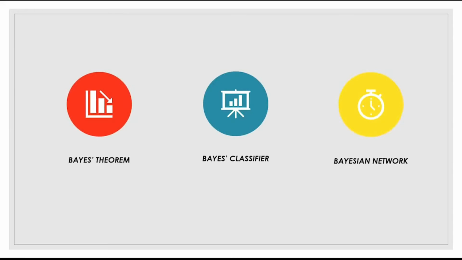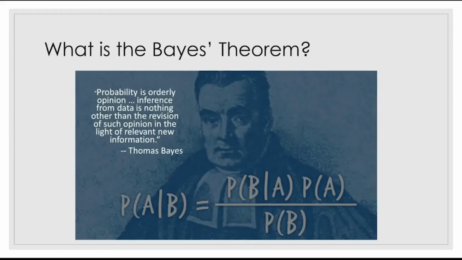Conditional probability is the foundation for Bayes' theorem. The conditional probability is defined as the probability of an event A given that another event B has already occurred, that is, A conditional on B. Now, let's move on to Bayes' theorem, shall we?